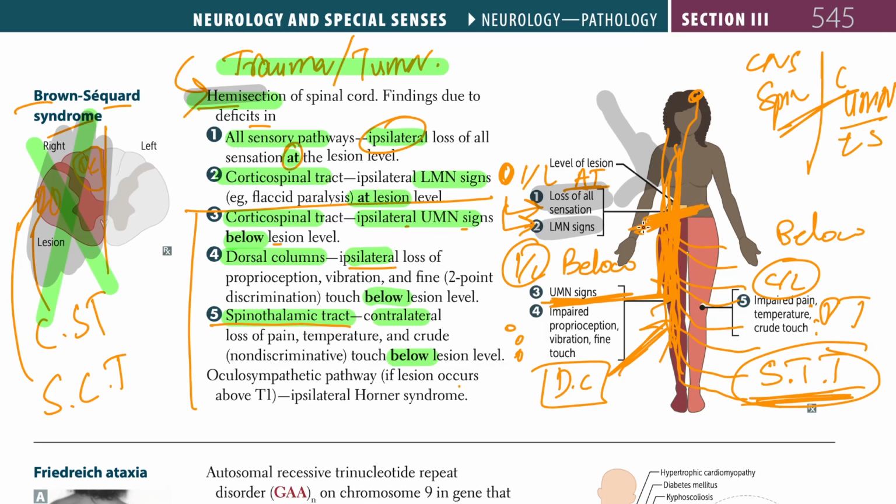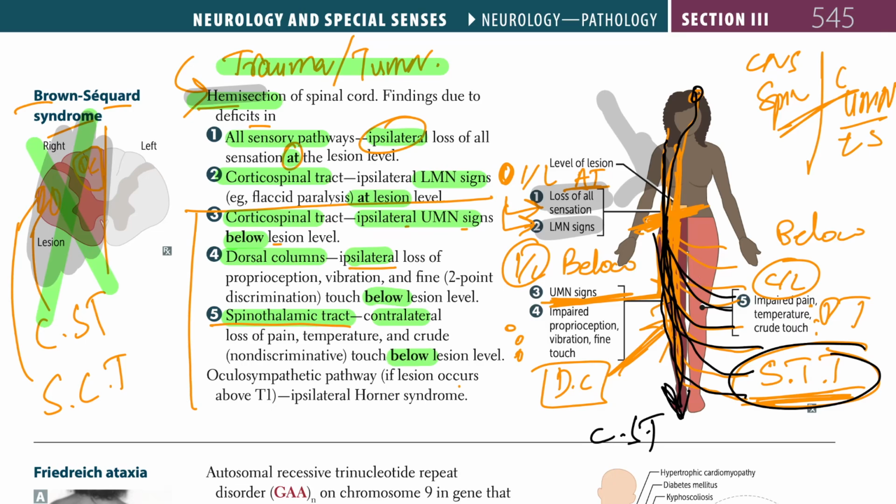So this is the perfect image. You're knocking out your corticospinal tract because it's coming from the top and going down. You're knocking out your spinothalamic tract because it decussates and goes up through these levels. And you're knocking out your dorsal column because it goes up and decussates at the medulla. And here's the damage, and you can just figure it out.